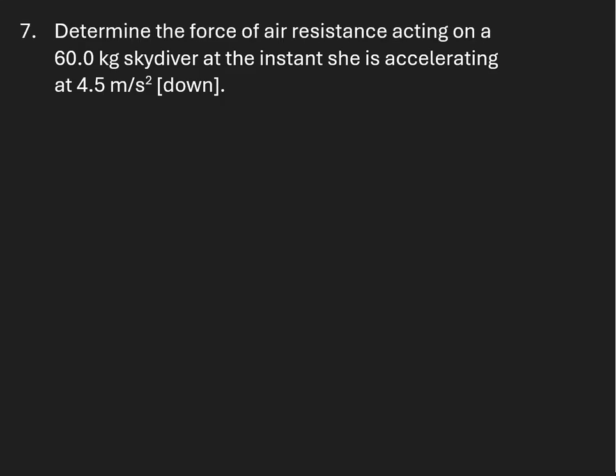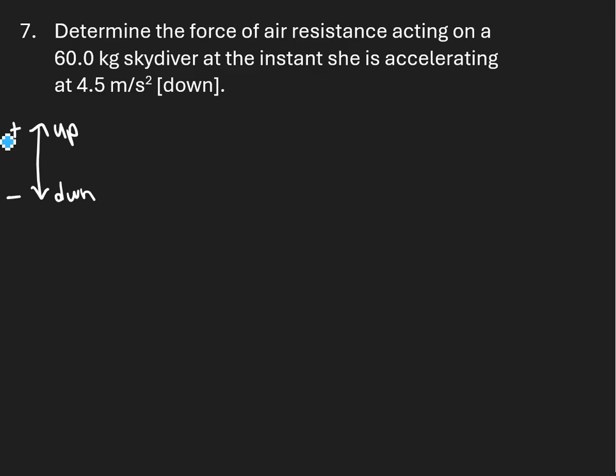Example number 7 says, determine the force of air resistance acting on a 60 kilogram skydiver at the instant she is accelerating at 4.5 meters per second squared down. First thing we're going to want to do is draw our directions. So I'm going to make my down direction negative, and I'm going to make my up direction positive. As usual, those could be flipped. It just means your final answers would have the opposite sign.